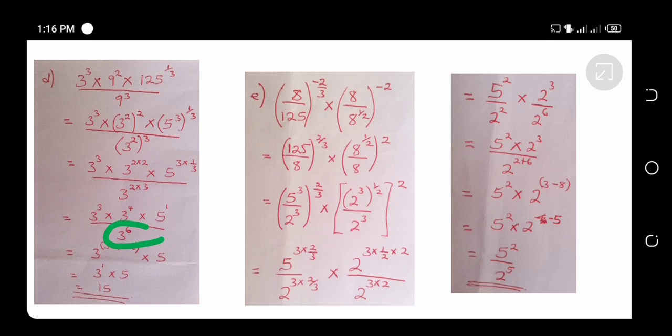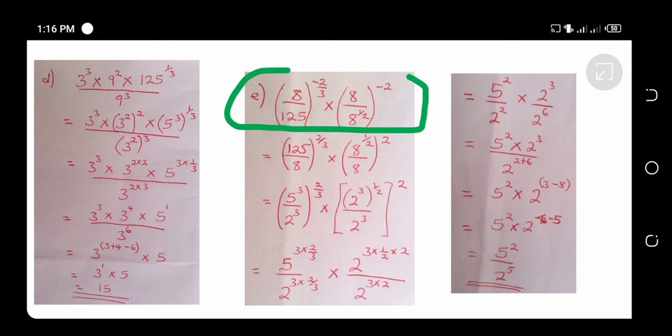Then after that we can combine the powers of these bases which are 3. So here it is 3 to the power 3 plus 4 minus 6. Then times 5, because 5 to the power 1 is 5. So here we get 3 to the power 1 times 5, and the final answer is 15.